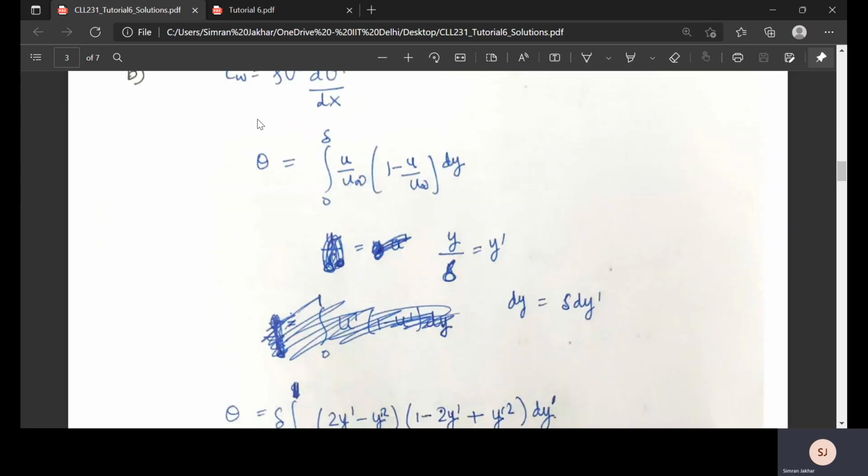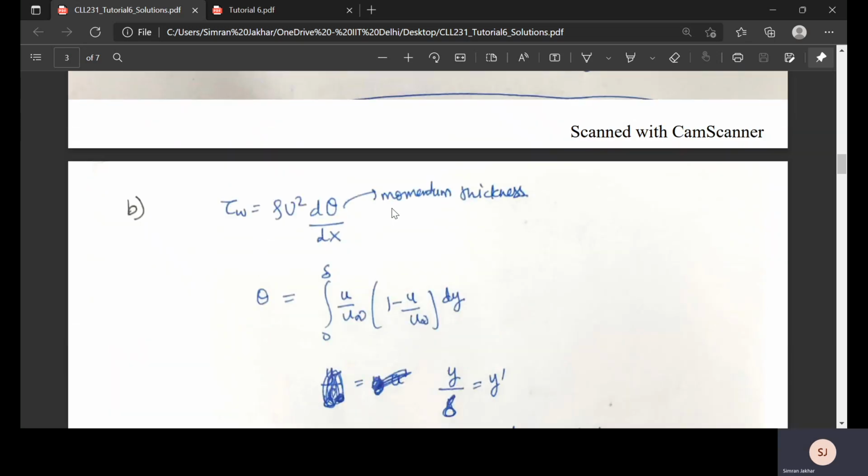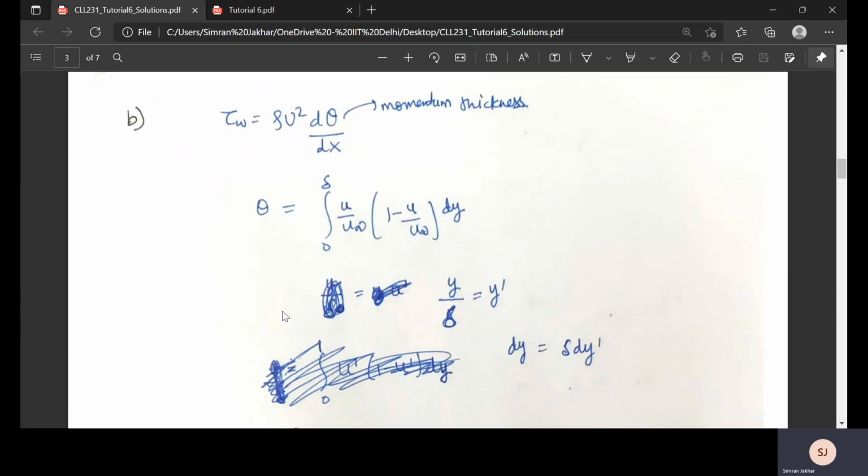So now coming to the second part of the problem, we have to find the shear stress first. In terms of momentum thickness, you have derived it in the class also, that tau w, that is the tau at the wall, will be equal to rho times U square times d theta by dx. Here theta can be written as the integral from 0 to delta of u by u infinity times 1 minus u by u infinity dy.